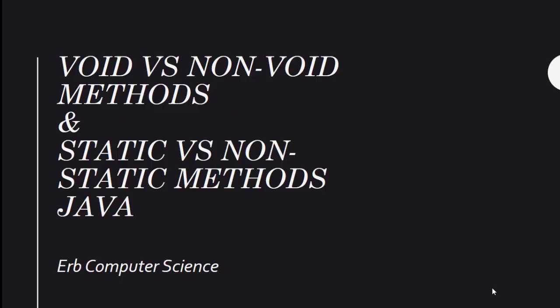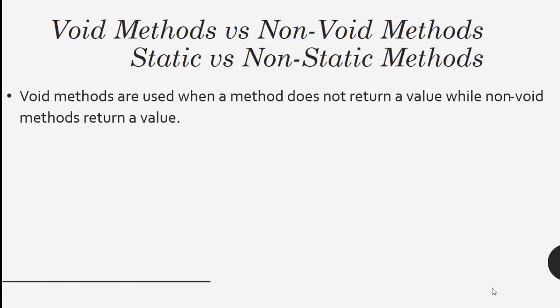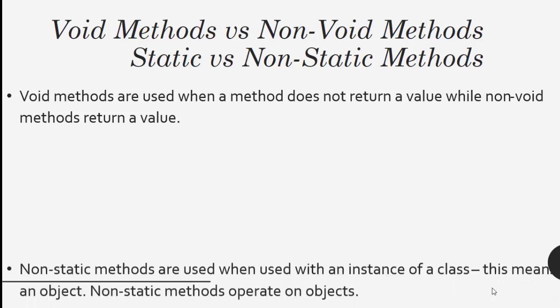In this video, we'll be taking a look at void versus non-void methods, as well as static versus non-static methods in Java. And we'll be doing that by creating a temperature converter going from Fahrenheit to Celsius. So let's talk a little bit about void versus non-void before we get to the programming part. Void methods are used when a method does not return a value, while non-void methods do return a value, and we'll be doing that today.